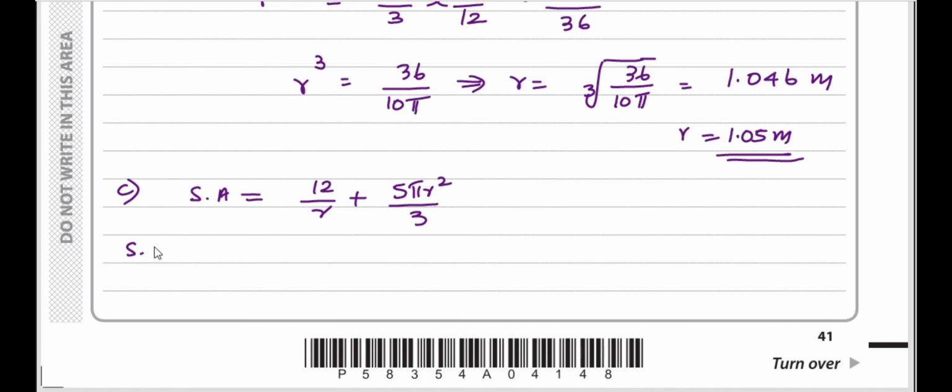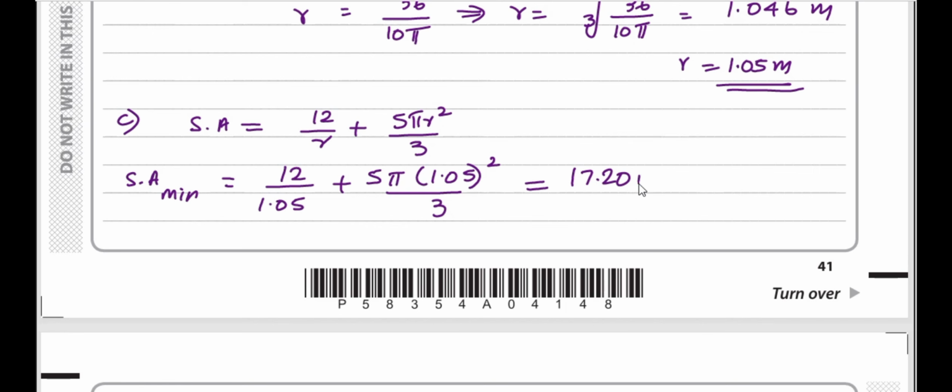Therefore, surface area minimum equals 12 over 1.05 plus 5 pi times 1.05 squared over 3, and putting that into the calculator we get 17.20 meter squared, and to the nearest integer it is 17 meter squared.